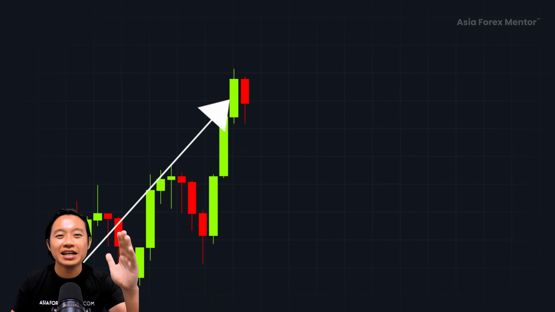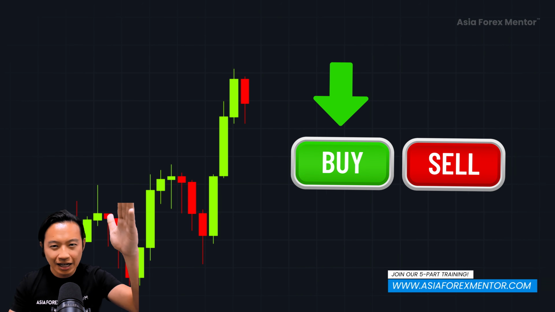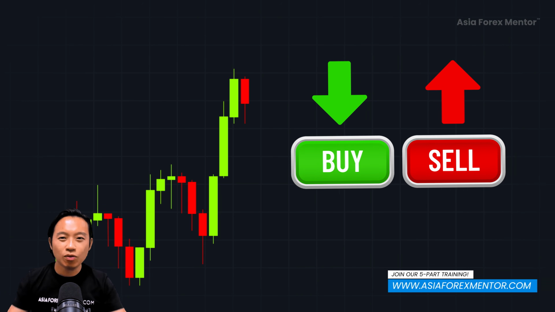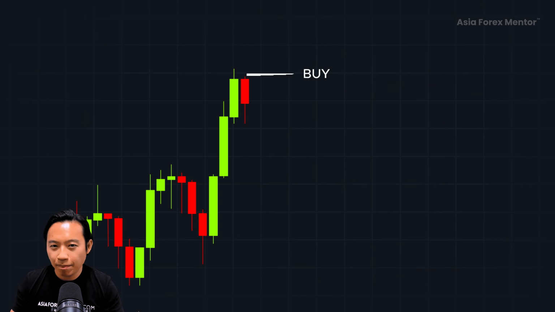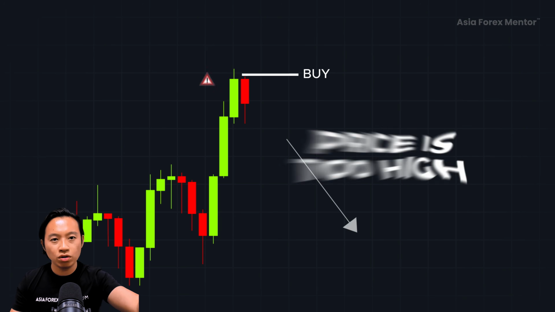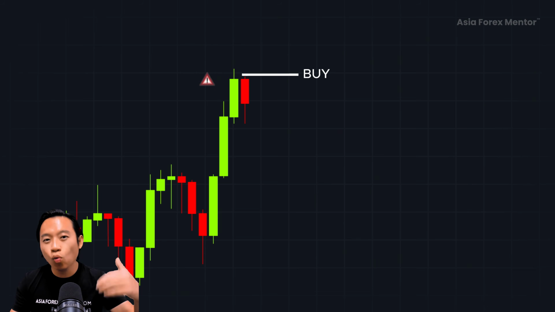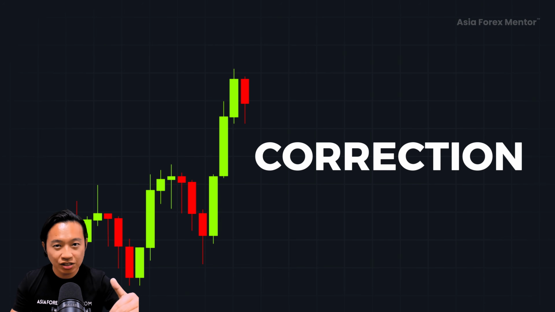Let's say we are in an uptrend. If you're in an uptrend, we want to buy low, right? And then we want to sell high, to benefit from this bull market. But we cannot open a buy position right now, because the price is too high and it could drop at any moment. So we would want to wait for a correction so that we can enter at a better price.